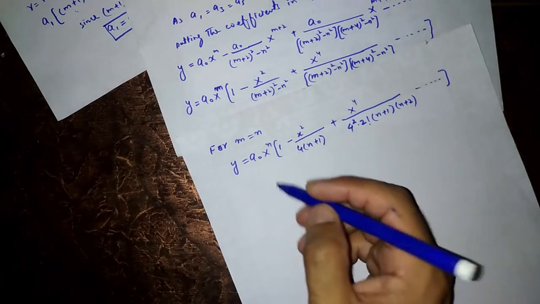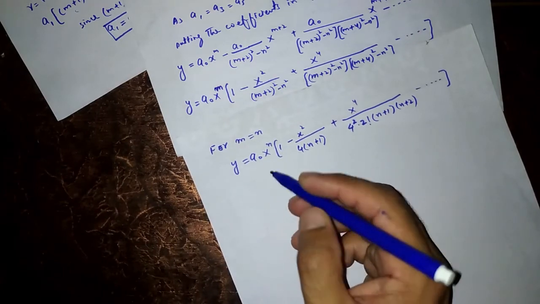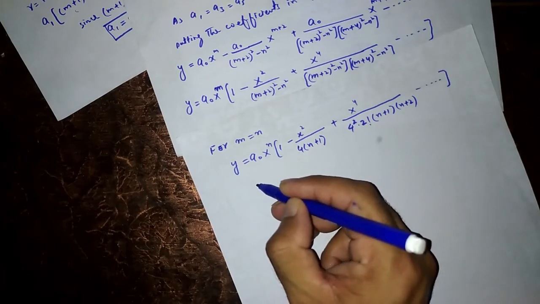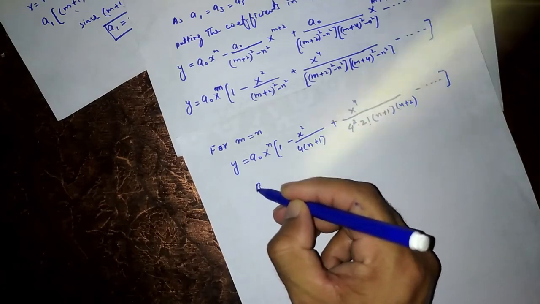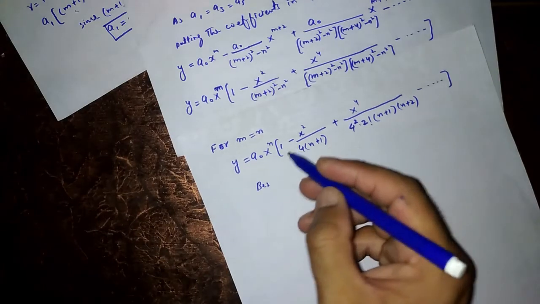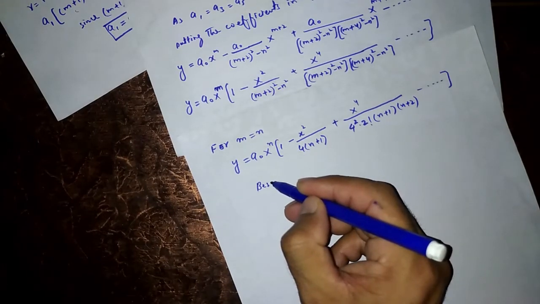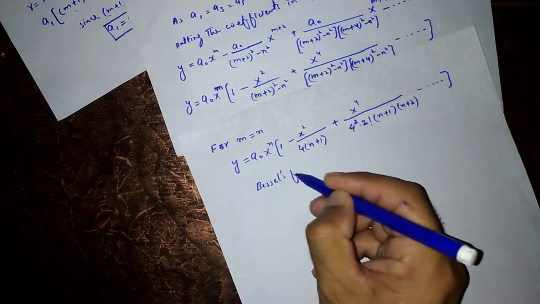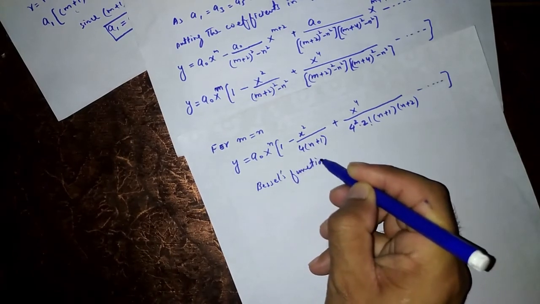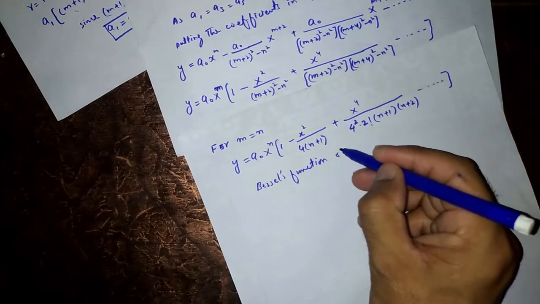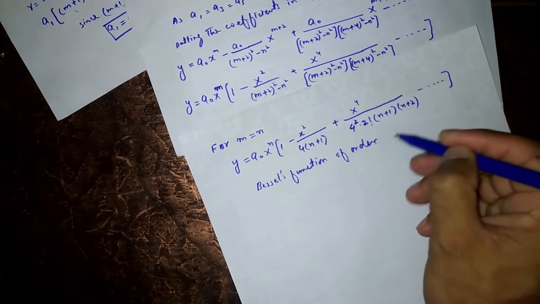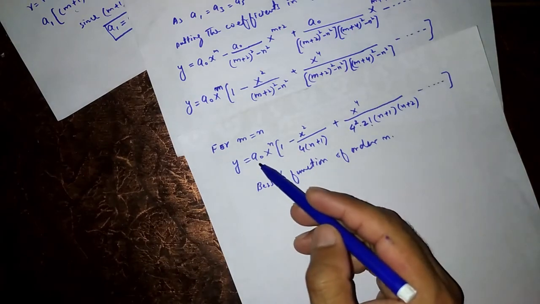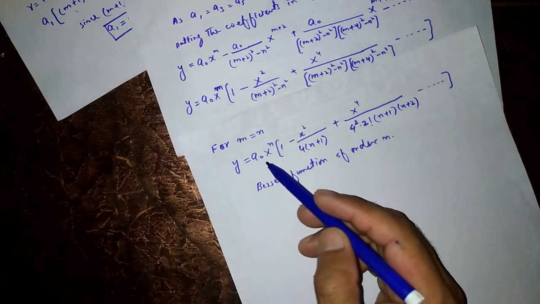This is called Bessel function. Sorry, this is called Bessel function of order n. Clear? Here this a naught is an arbitrary constant.